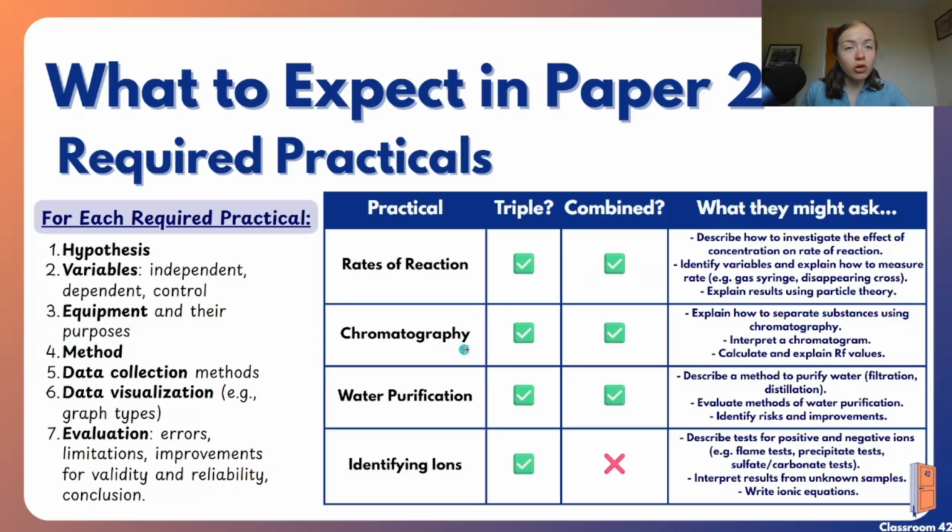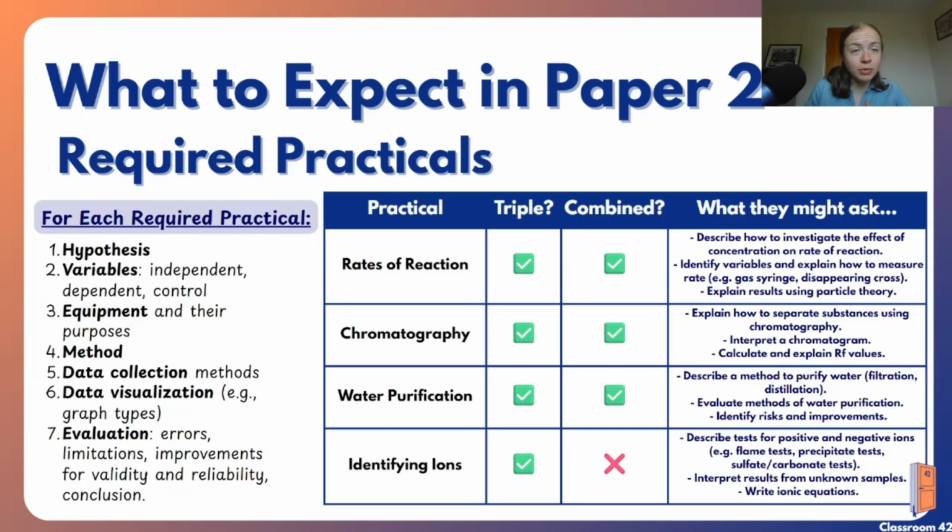And similarly for chromatography, it's a triple and combined required practical, and one of the main things they might expect you to do is calculate and potentially explain the RF values from a set of results that they give you in the question, but you also might just need to interpret a chromatogram as well. And finally, also you might be able to explain how to separate substances using chromatography. And I know that's a C1 topic, chromatography and separating mixtures, but because you've got the required practical here as well, you could easily get asked about that on this paper as well.